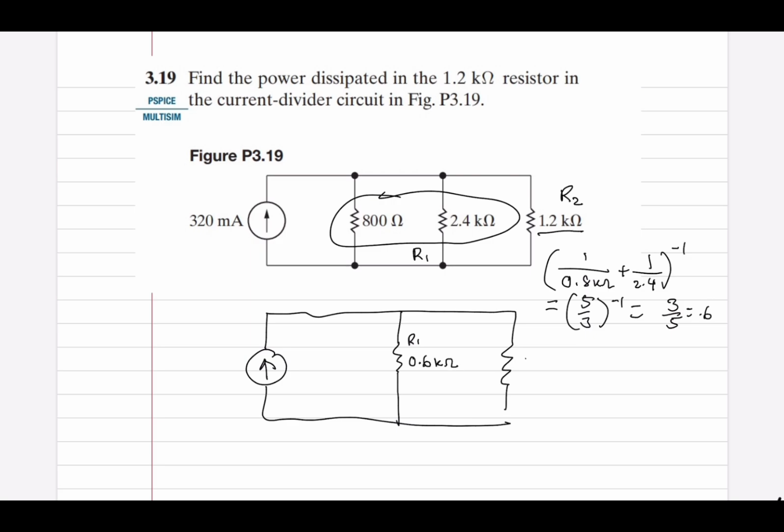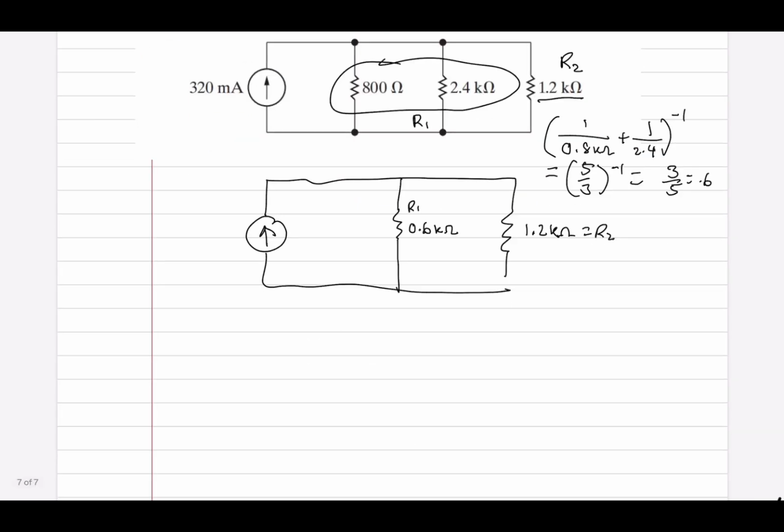And then R2 stays the same, 1.2 kilo ohms. There is a simplified equation we can use to solve this problem. The equation is IN equals the total current of the circuit multiplied by the resistor that we don't care about, divided by the sum of R1 plus R2. They don't need to be added in parallel. So in our case, it will be just 0.6 plus 1.2.